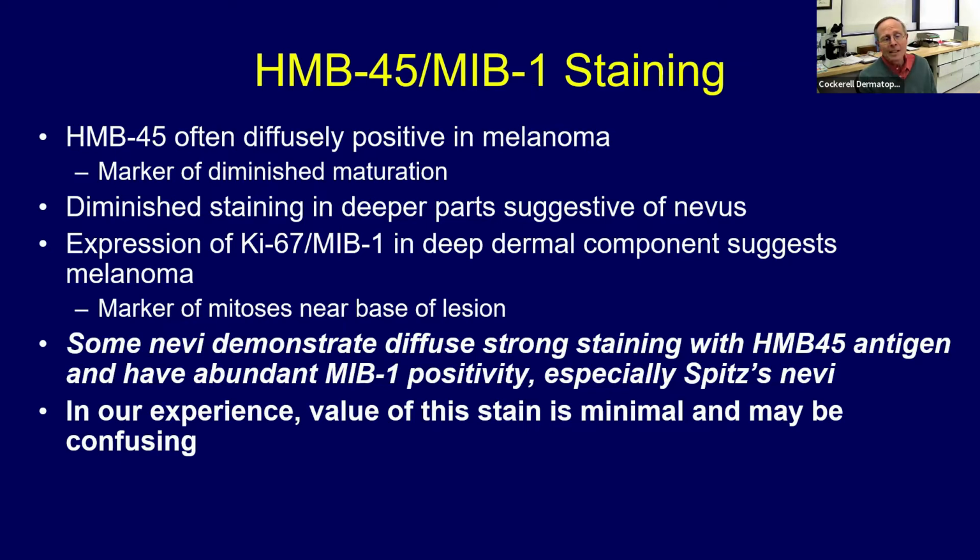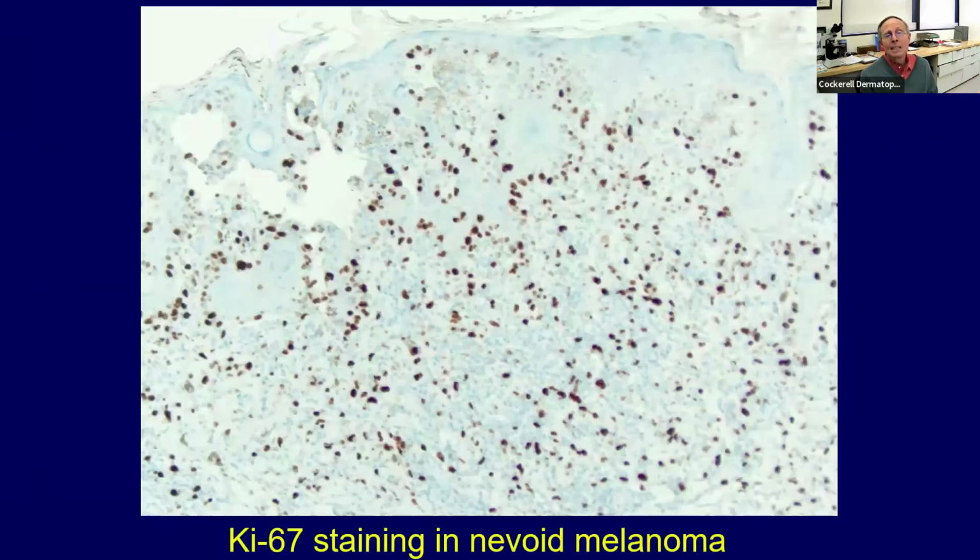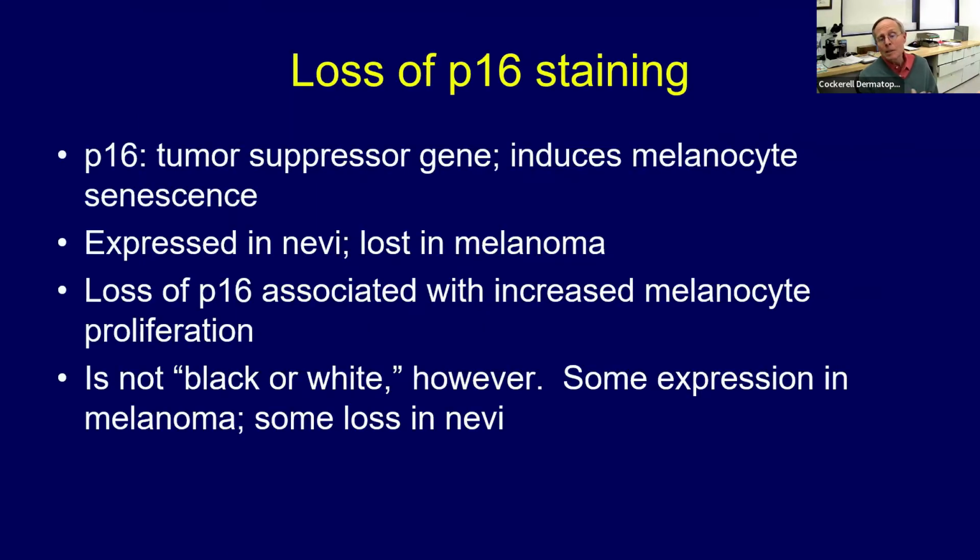And I just see a lot of these spitzoid lesions can demonstrate the same kind of patterns you see with a melanoma. So here's an HMB45 antigen staining in melanoma. It's strongly positive diffusely, but to me, you see that sometimes in nevi. This is Ki67 staining. Of course, this correlates with mitotic figures and with proliferation in these lesions. But you can see that in Spitz's nevi, and you can see that in irritated nevi sometimes.